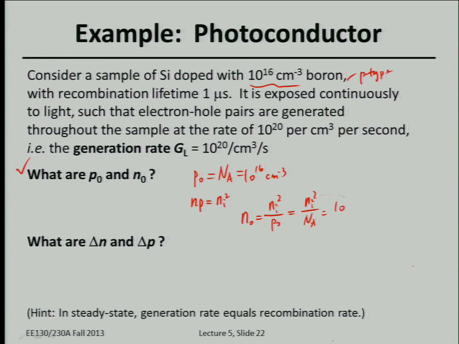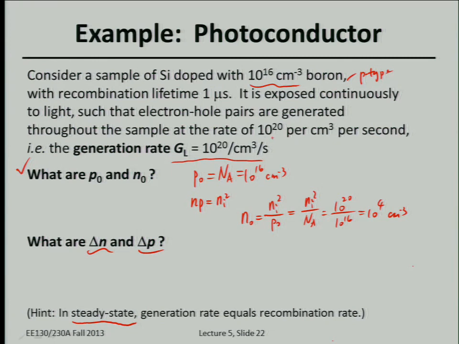At room temperature, the numerator is about 10 to the 20th, and the denominator is 10 to the 16th. So that gives us 10 to the 4th per cubic centimeter. So the p-type material has very few electrons, okay? Now think about a case for delta N and delta P, given a condition at steady state, okay? At a constant generation rate of 10 to the 20th per cubic centimeter per second.